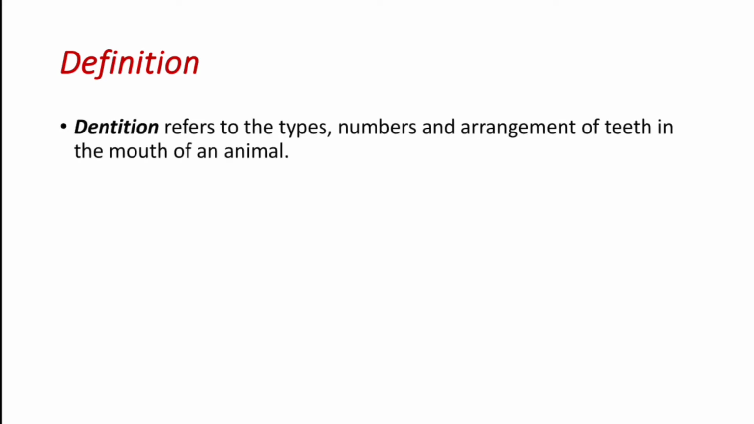So definition. The question is, what is dentition and what is dental formula? Alright, so dentition refers to the types, numbers, and arrangement of teeth in the mouth of an animal. So when you say dentition, you are referring to the types, numbers, and arrangement of teeth in the mouth of an animal. You as an animal, you've got a mouth, and in that mouth, you've got teeth.